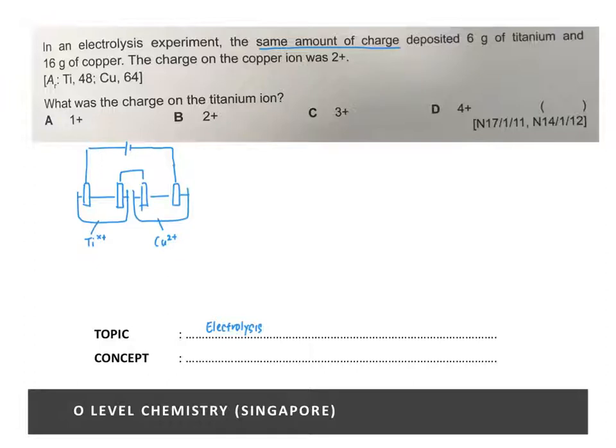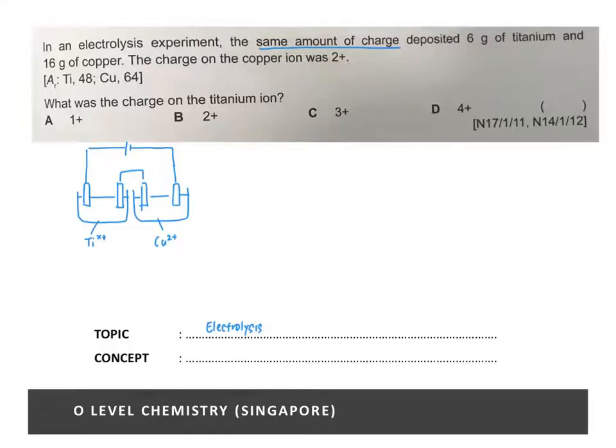used to deposit titanium and copper in an electrolytic cell. So for that to happen, one way is to connect the two cells in series, as what I've shown in the diagram. When you connect two electrolytic cells in series, you will have the same amount of current passing through the two cells, and you will have the same amount of charge passing through the two cells.